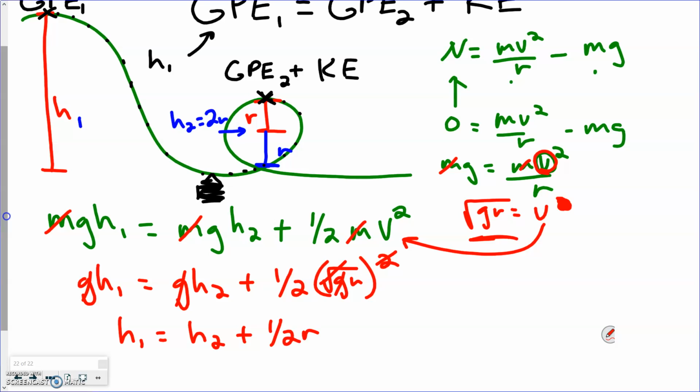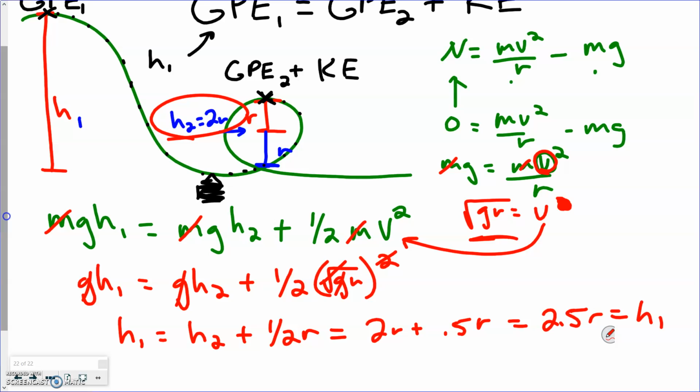Well, what do we know about h2 up here? Okay, the second height is 2 radiuses high because it's a circle, right? This is a circle, so 2 radiuses is going to be the total height. So this becomes 2R plus 0.5R, which is 2.5R. That's my initial height. That's the minimum height that that hill needs to be in order to traverse the loop.